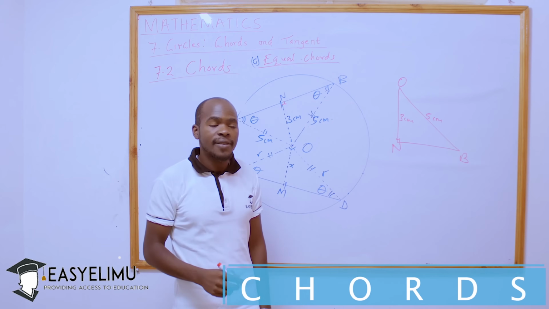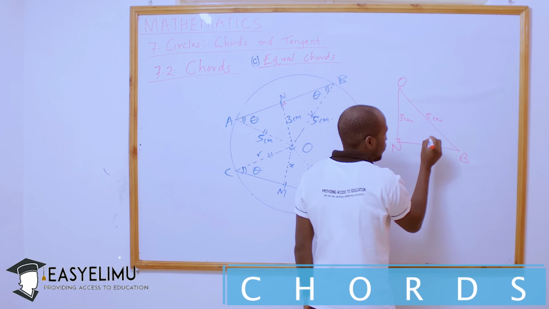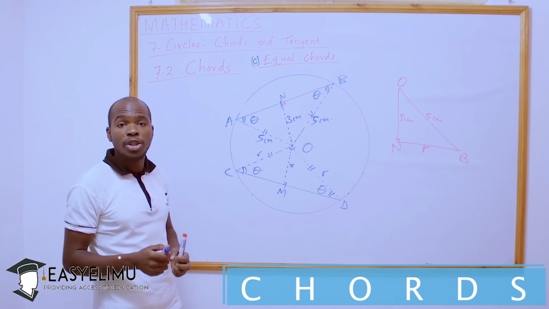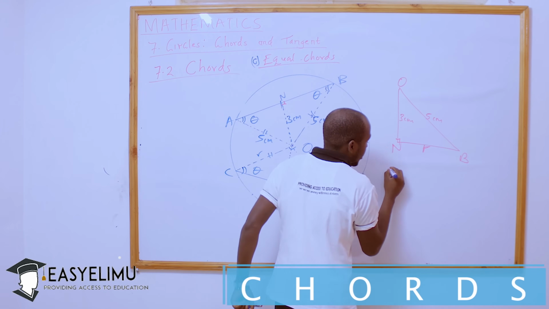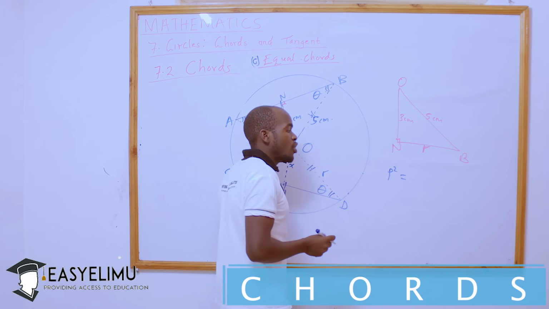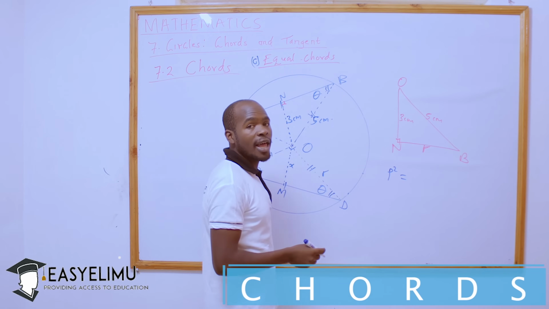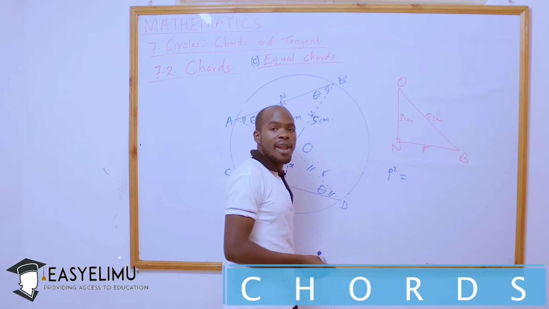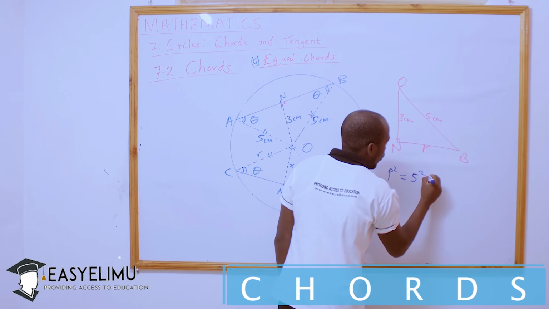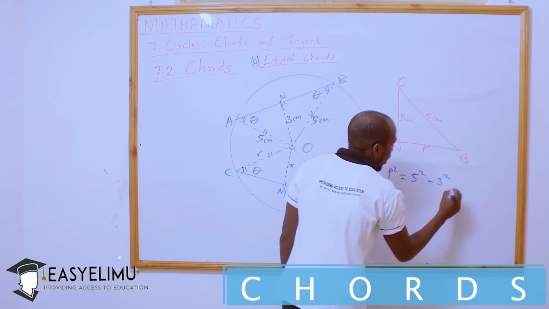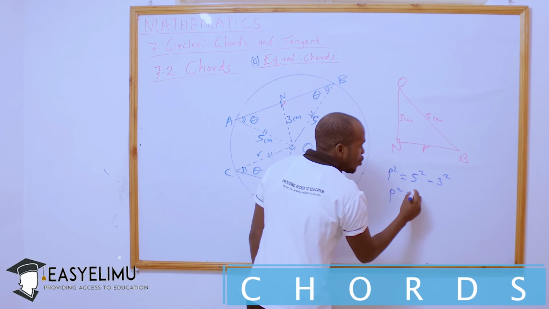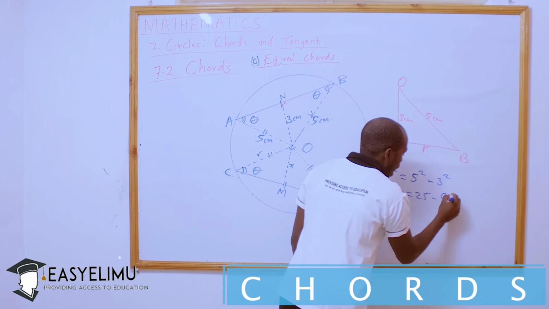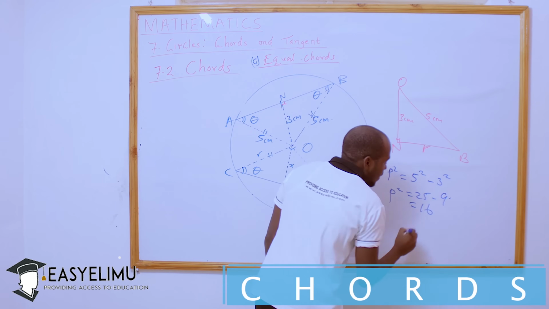So if that is the case, we only require to find this point here, which I may call point P. We can use Pythagoras theorem, and we shall say that if we need P squared, we need the hypotenuse squared minus the height squared. So P squared is 5 squared minus 3 squared, which gives us 25 minus 9, and if you do that, you get 16.